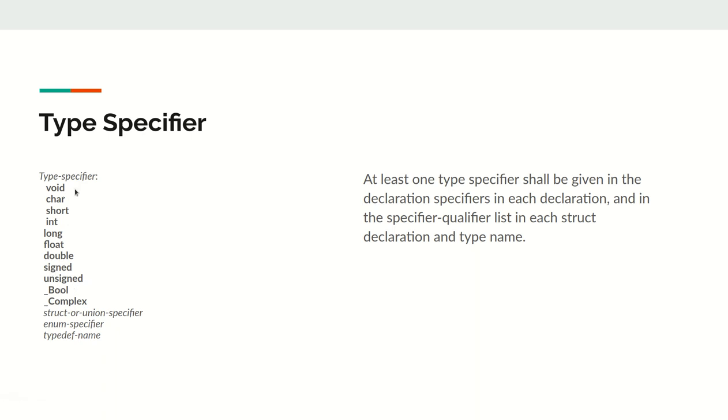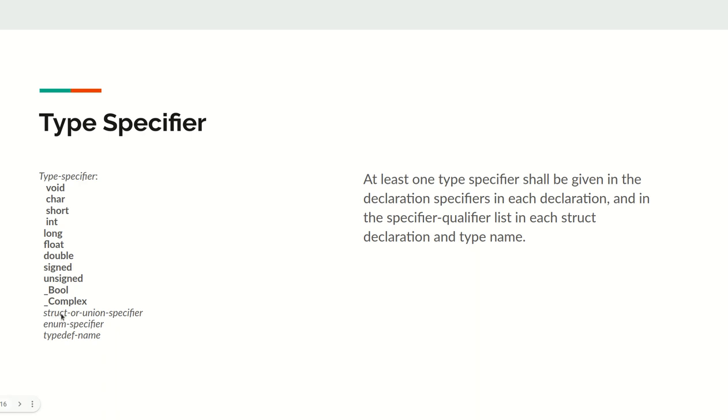So this we saw in our previous series of sessions also, like for the data types, char is for character type, integer, float for the real numbers, double for the real numbers. So these are all a kind of type or data type also. And bool and _Complex are also included as type specifiers.